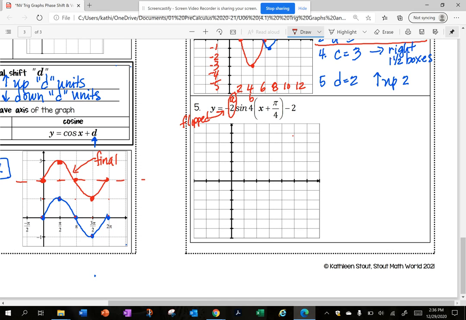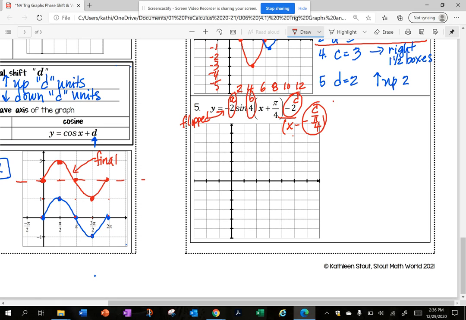B is what I'm multiplying times the variable. So B is 4. So I know I have 4 cycles in 2 pi. This says x plus pi over 4. So another way of thinking about this is x minus -pi over 4. So I know C is -pi over 4. And D is -2.